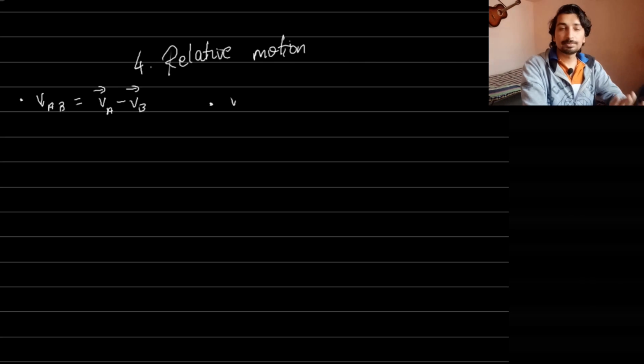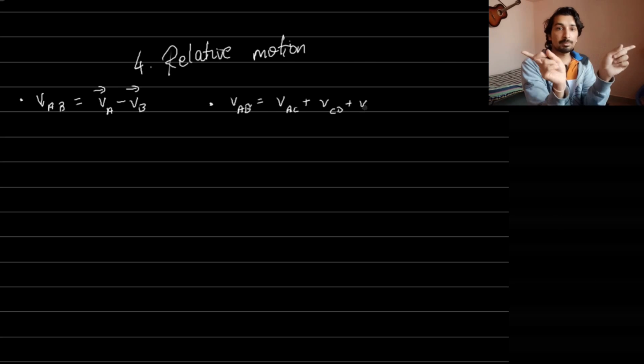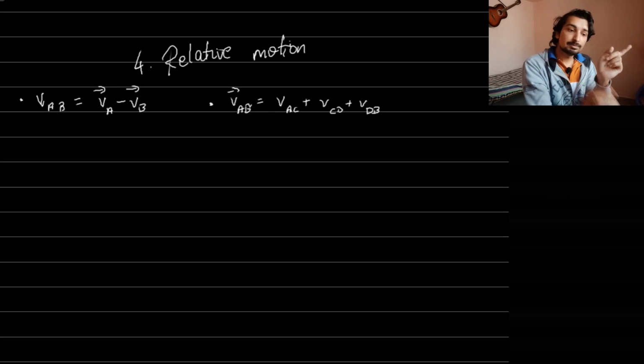So relative velocity concept is very easy. Just subtract both. A with B will be A minus B, B with A will be B minus A. And if both are in different directions, it will get added because one relative velocity becomes negative. So if both are in opposite direction, you will add them. Why? Because one is minus V and another is minus.